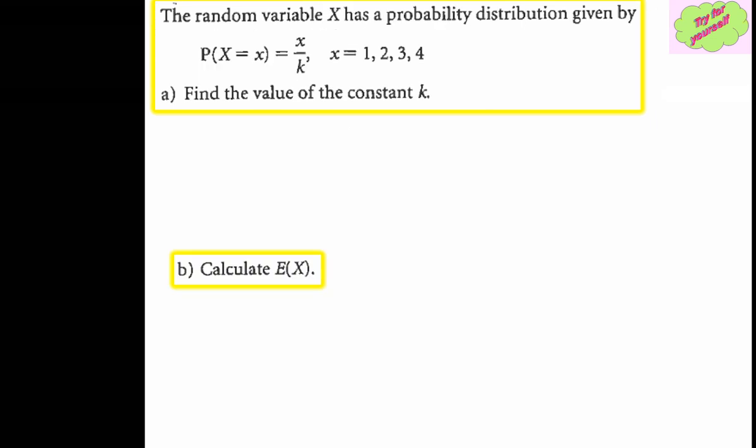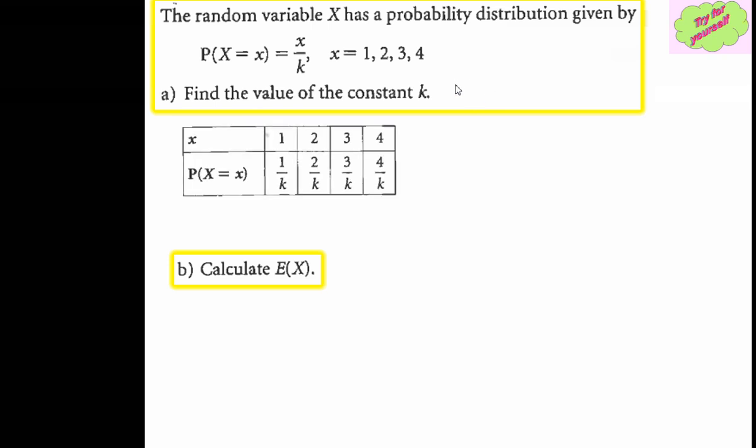Then going on, some more examples. The random variable X has a probability distribution given by the probability of X, a bit more obscure this time, equals x over k. The values of X can only be 1, 2, 3, 4. Find the value of the constant k. This might be a little bit tricky this time. But they did tell us that in general, the probability is x divided by k, and that might help us to work it out because these all have to add up to 1.